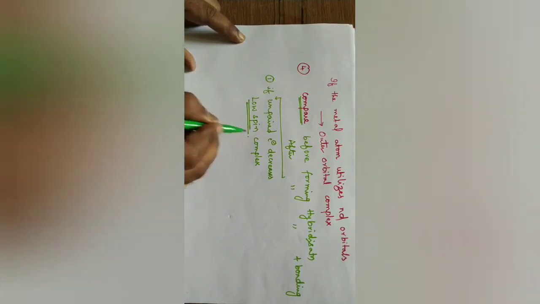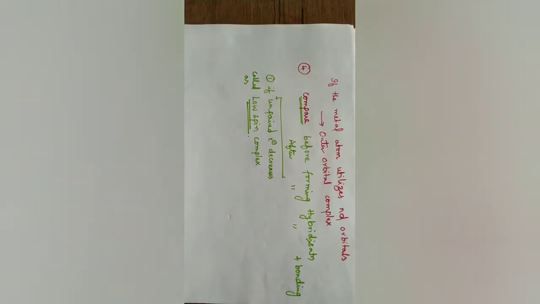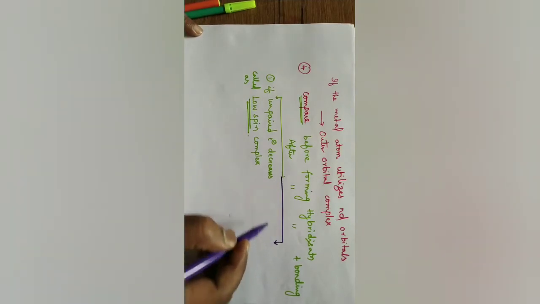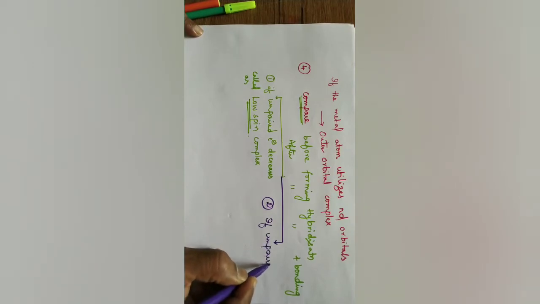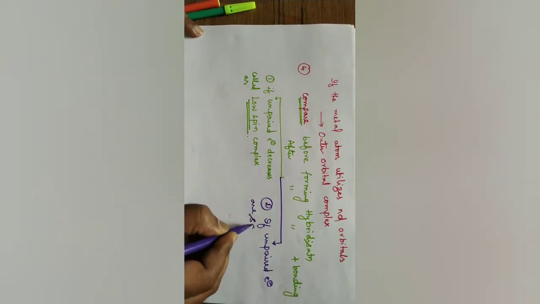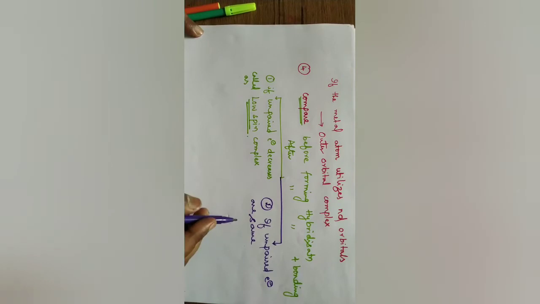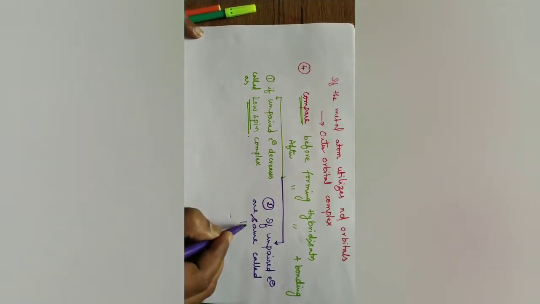If the number of unpaired electrons decreases, it is called a low spin complex. If the number of unpaired electrons stays the same, it is called a high spin complex.